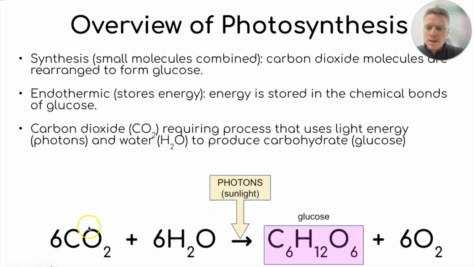Okay, again, here we go. Here's the formula down here. We've got our 6 carbon dioxides and 6 waters that are going to make 1 glucose and 6 oxygen molecules, and that's going to require photons, or sunlight energy, solar energy, to do that.